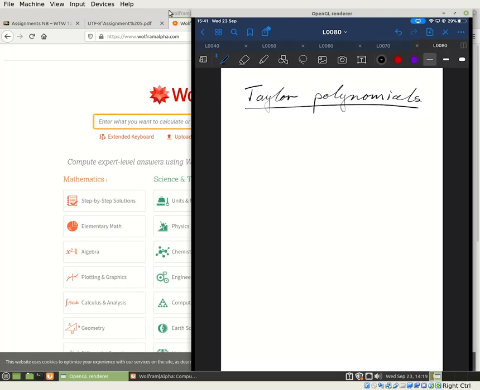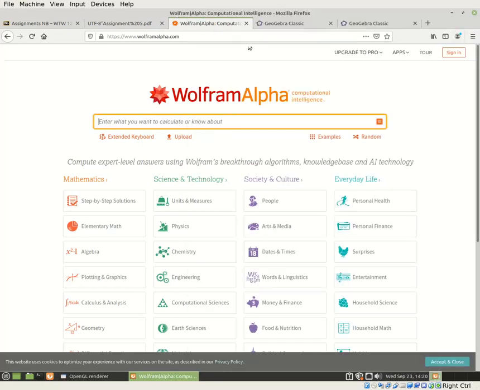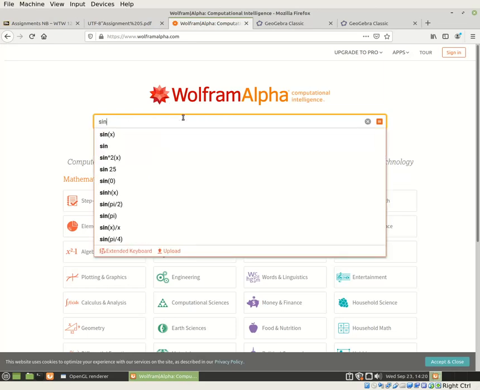Okay, so now we will move on to a new section on what is called Taylor polynomials. Let me motivate why Taylor polynomials are important. I'm just going to open up Wolfram Alpha here, and I'm just going to use it as a calculator.